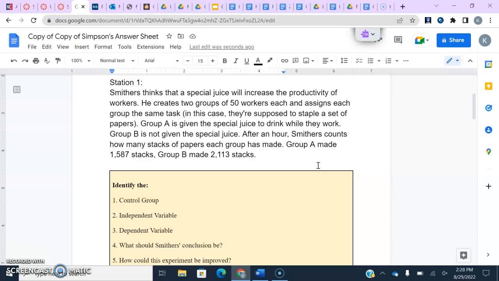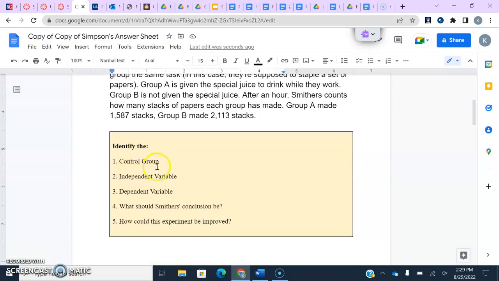So what this has done has given us background information about an experiment that was run, and this is Mr. Smithers who's running the experiment, and he has followed the scientific method to test the productivity of his workers after being given a special juice. So now our job is to identify the things below.